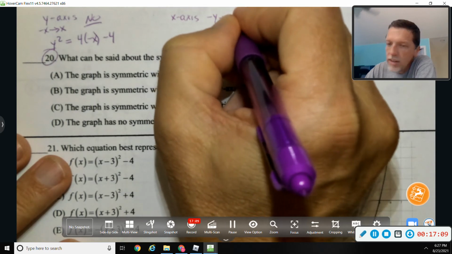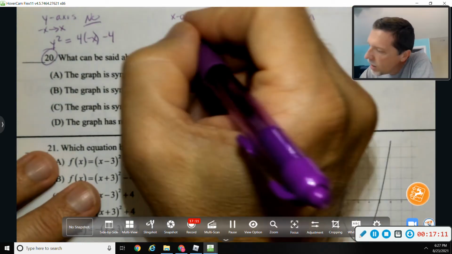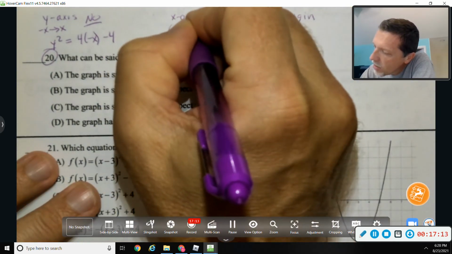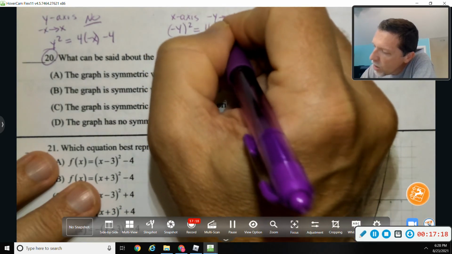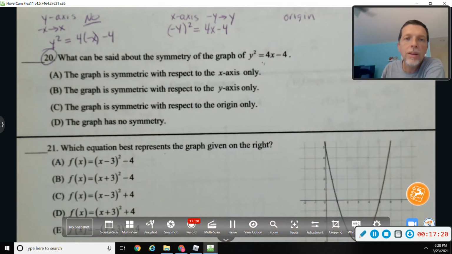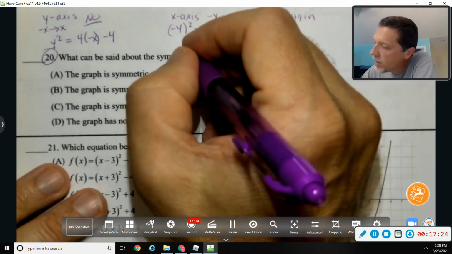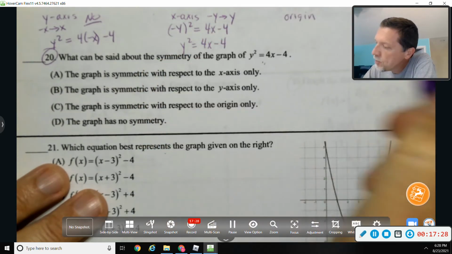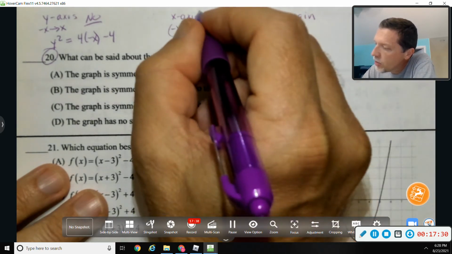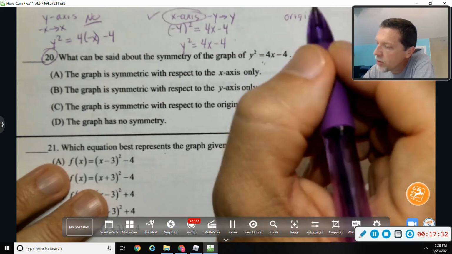X-axis is negative y goes in for y. So negative y squared equals 4x minus 4. Hopefully right away alarm bells go off in your head because you know that the square wipes out the negative. This is how we get the symmetries usually. That is the same as the original, so we do have x-axis symmetry.